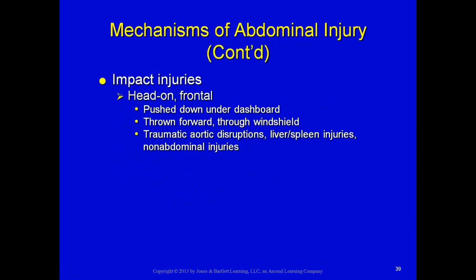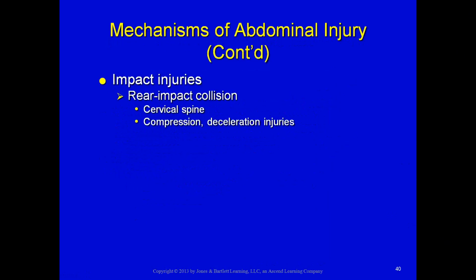With a head-on or frontal impact, if you go down and under the dashboard, or if you're thrown forward through the windshield, that can lead to things like a traumatic aortic disruption, liver and spleen injuries, if impaled upon, if your abdomen is compressed upon the steering wheel, and then non-abdominal injuries to include chest and those sort of things that we've already talked about.